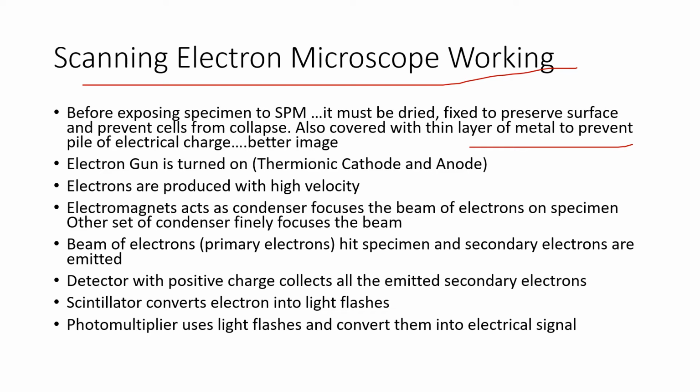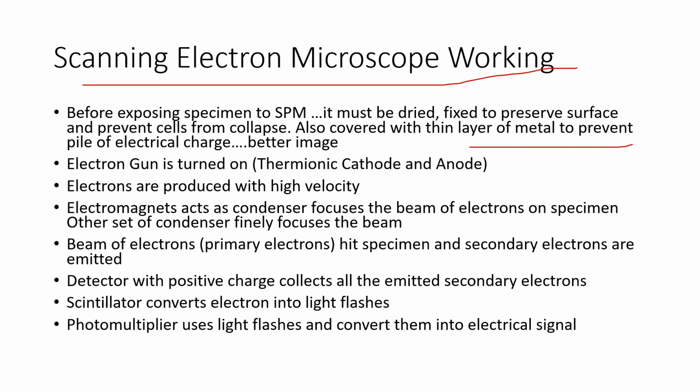The electron gun will again be producing a blunt beam of electrons with the help of a thermionic cathode and anode, and this blunt beam, as I said, is of high velocity. Finally, this blunt beam will pass through our electromagnets, which act as condenser lenses and help in making that blunt beam into a pointed beam of electrons, so that when that pointed beam hits our specimen, only a fine area is put under observation.